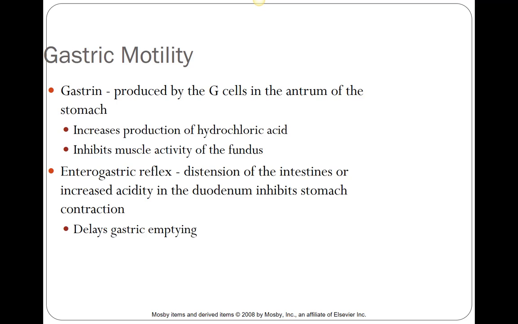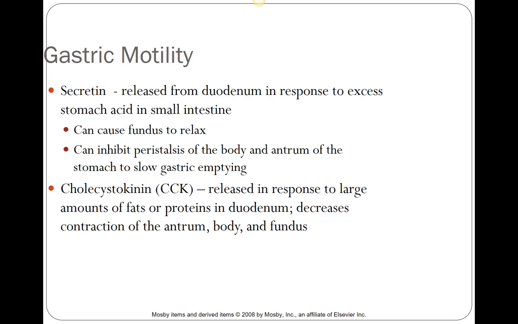So the main thing it does is slow down this enterogastric reflex from the small intestines. When they get distended or get too much acid in the duodenum, it delays gastric emptying. Secretin released from the duodenum in response to excessive stomach acid causes the fundus to relax more so the stomach can hold a lot more food, and can stop peristalsis of both the body and the pyloric antrum of the stomach to slow down gastric emptying.